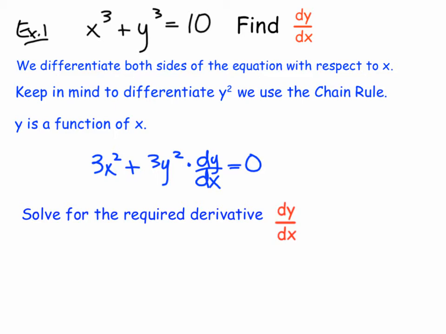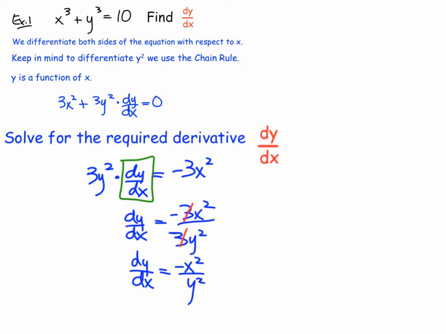Now we're required to solve for dy over dx. So we isolate 3y squared times dy over dx. Move the 3x squared over to the right-hand side of the equal sign, so it becomes minus 3x squared. Isolate dy over dx, so I divide by 3y squared on both sides. Simplify by canceling the 3's. So dy over dx equals negative x squared over y squared.